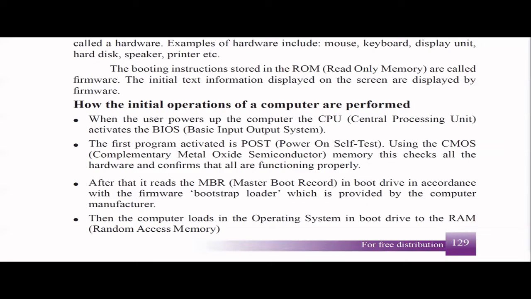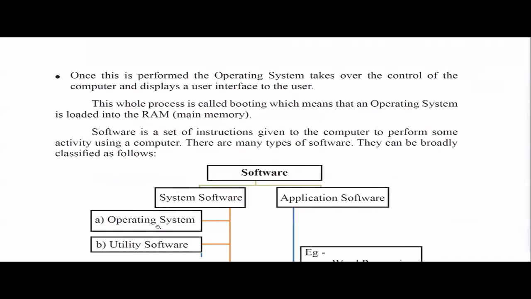So from the boot drive, the operating system is going to be loaded to the RAM, random access memory. Now the CPU can easily communicate with the RAM and work, isn't it? So once this is performed, the operating system is the captain, right? He's going to handle the computer. It's going to take the overall control of the computer. Initially you may have seen that loading screen, and then it will display a user interface to the user. So this whole process is called booting, right?